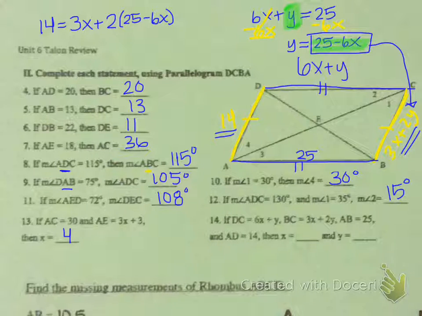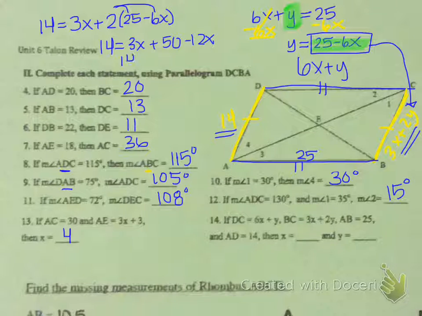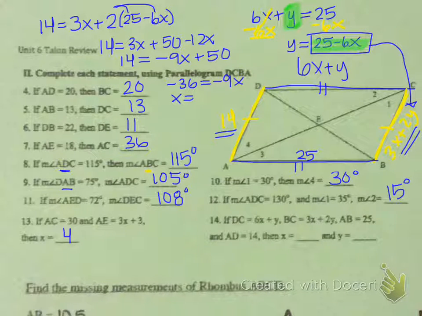So I'm going to get 14 equals 3x. I'm going to distribute this 2, plus 50 minus 12x. I'm going to combine my like terms. 14 equals negative 9x plus 50. I'm going to subtract 50 from both sides. So I get negative 36 equals negative 9x. And then I'm going to divide. And I get x would equal positive 4. So I've gone ahead and found my value of x.